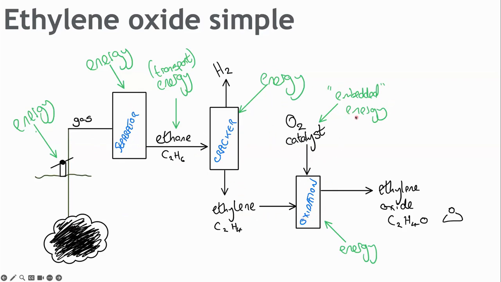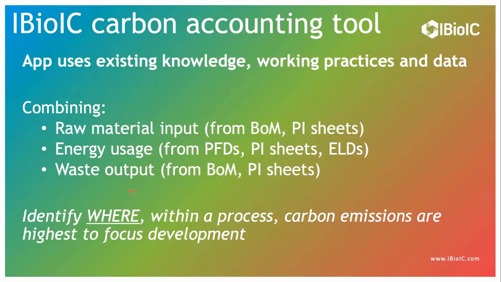So there's some embedded carbon in this to get to your ethylene oxide. The same principles apply whether we're talking about bioprocesses or chemical processes. It's energy, it's the carbon or emissions associated with the feedstocks, and then the emissions associated with the energy you need to convert those feedstocks into those final products.